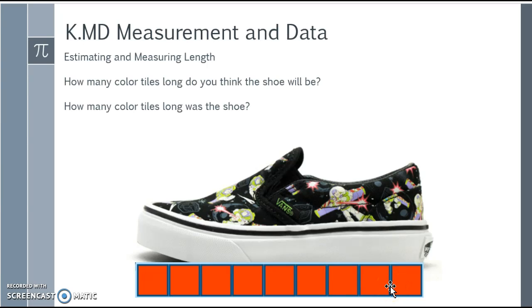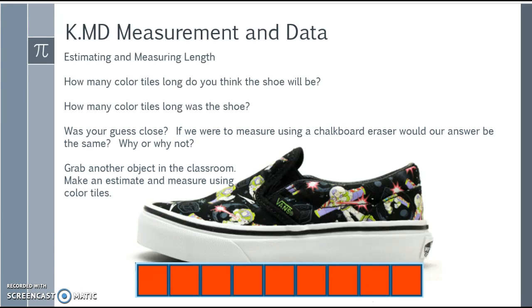So depending upon which unit we're using, it could be different. So you might want to, with students, use different objects to estimate length, such as we did earlier. Paper clips, hand spans, an eraser. Was your guess close? Oh, here we are. If we were to measure using a chalkboard eraser, would our answer be the same? Why or why not? Grab another object in the classroom, make an estimate, and measure using color tiles. So we could practice this over and over and over again with many different objects around our classroom.